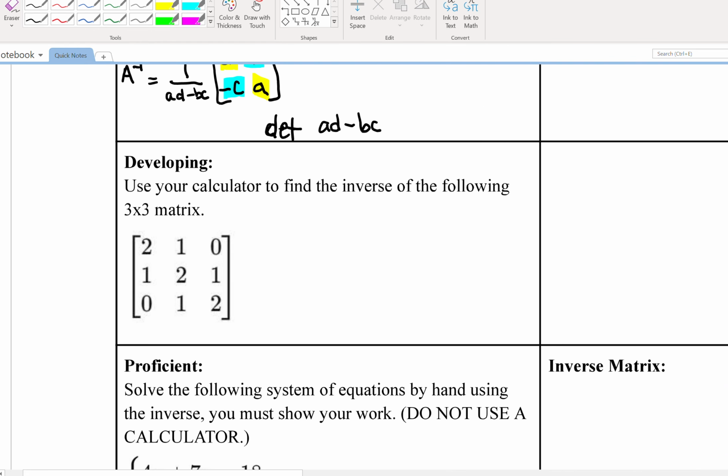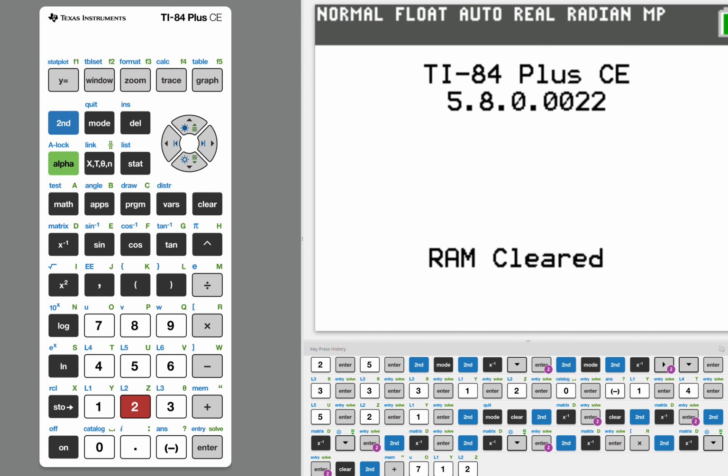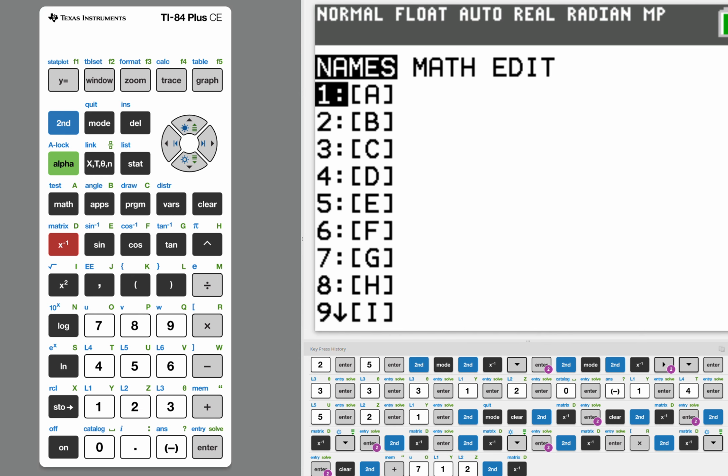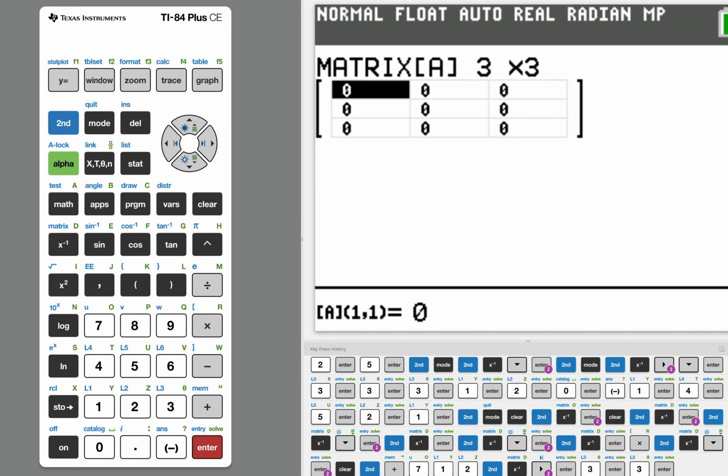All right, so on this next one, it says use your calculator to find the inverse of the following 3 by 3 matrix. So here we're going to plug it in. I'm going to grab my calculator, clear the memory, and then hit second matrix. I'm going to move over to edit. I'm going to call that first matrix A, the only matrix A. It is a 3 by 3 matrix, so that's 3 rows by 3 columns.